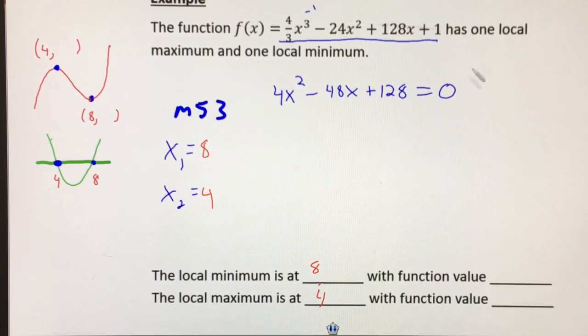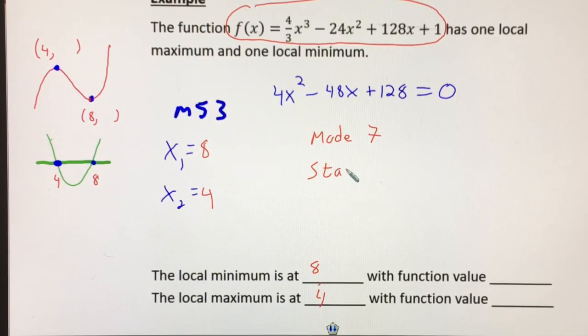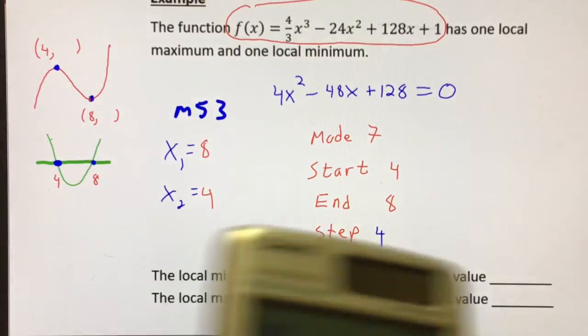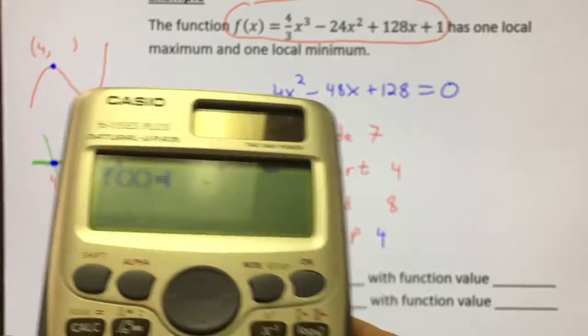Now, I would mode 7 this. Mode 7. And type that monstrosity in just like it looks. You got to plug that 4 in and that 8 in to the original. So we're going to type that in mode 7. And then it's going to ask me where to start after I type it in. And I'm going to start at 4. And I'm going to stop or end at 8. And then my step. How far is 4 from 8? I would step by 4. Mode 7 is my table function.